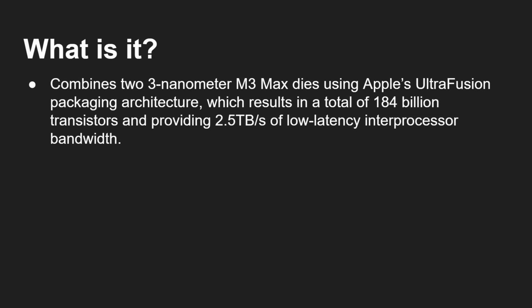So what is the M3 Ultra? Well, it combines two 3-nanometer, so it's made by TSMC on 3-nanometer, M3 Max dies. So basically, take an M3 Max, you stick another one down on the same chip, and you double everything. And they are connected together using a very clever Ultra Fusion packaging architecture, including an interconnect that can provide up to 2.5 terabytes a second of low latency interprocessor bandwidth.